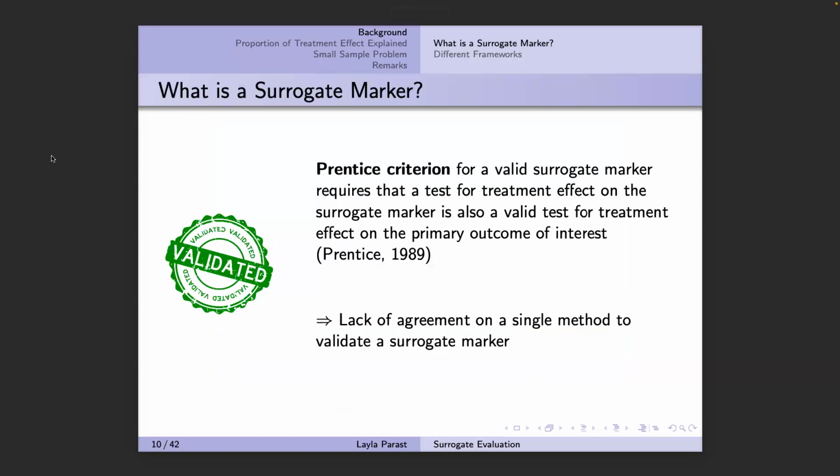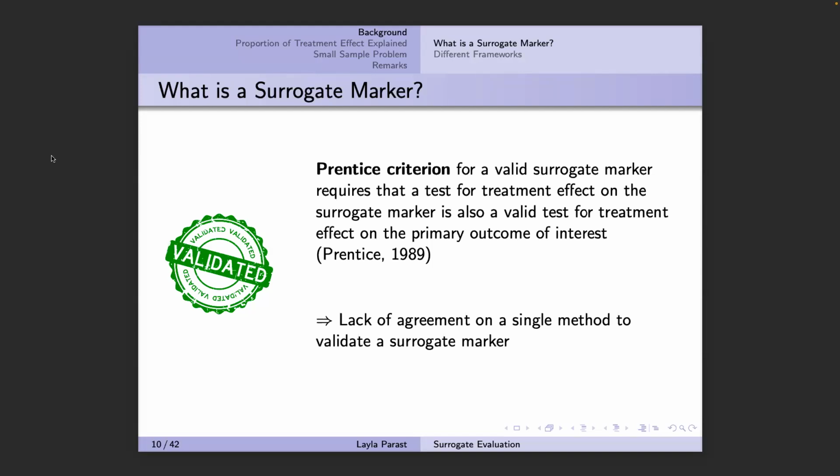Okay, so all of that to say, so far I haven't really given you a very good statistical definition of a surrogate marker, but Ross Prentice gave us exactly that in 1989. The Prentice criterion that he proposed in this foundational paper says that a valid surrogate marker should be such that a test for treatment effect on the surrogate marker is also a valid test for the treatment effect on the primary outcome of interest. That is certainly more statistical than "reasonably likely."